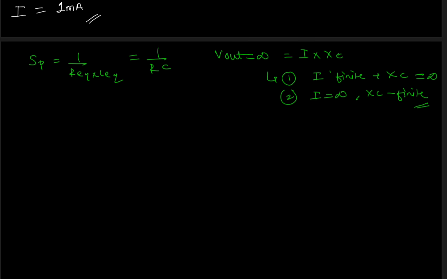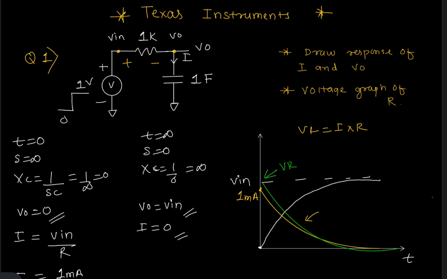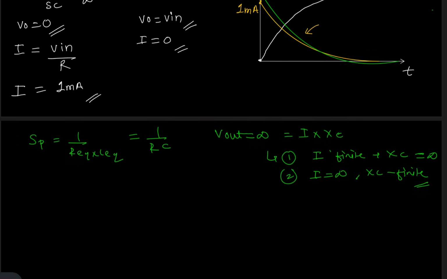So let's see, first we'll make XC infinite. So when XC will be infinite, at S is equal to 0. So at S is equal to 0, the XC will be infinite. So can we call it a pole? No, we can't call it, because the current is not finite. XC is infinite, that means it is open circuited, right? So if it is open circuited, then we don't have any path, I is 0. That's why I is not finite, I is 0. Okay, so we can't call it a pole.